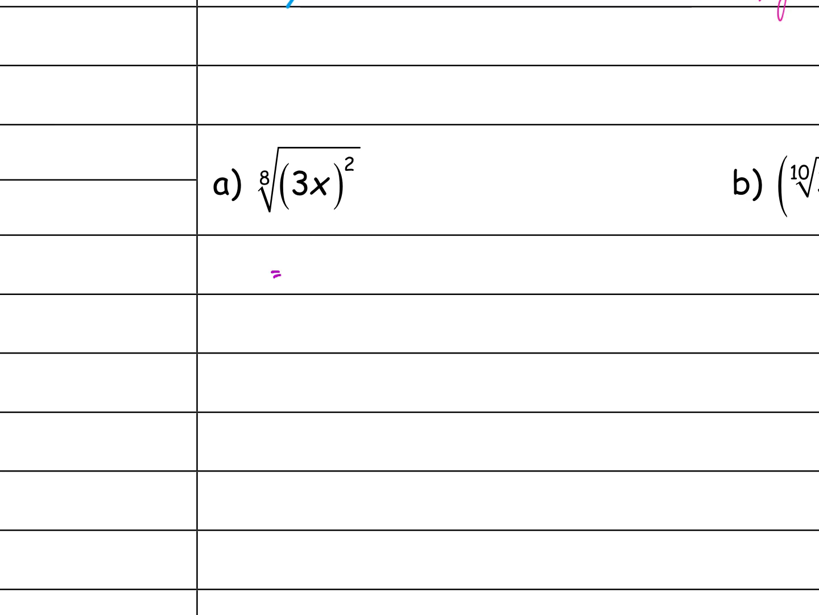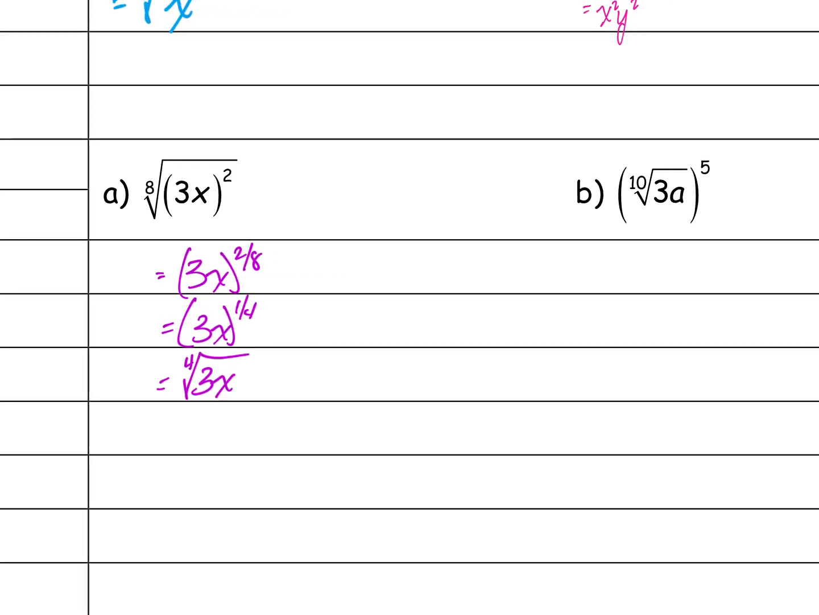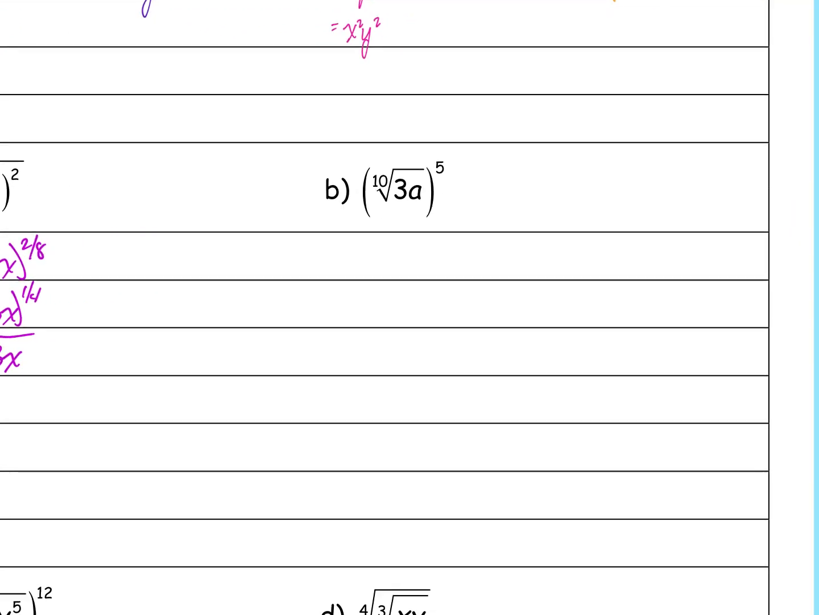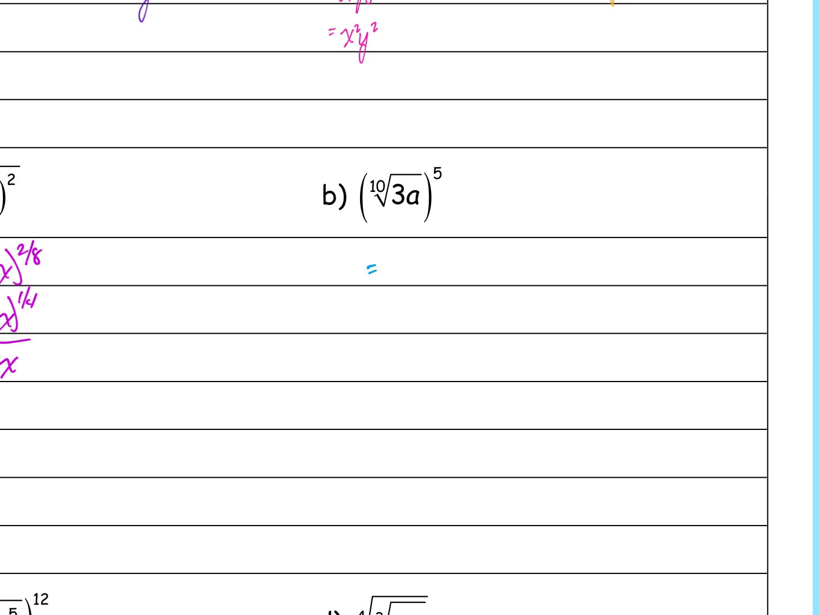Let's see. So this gives me 3x to the 2/8, which is 3x to the 1/4, or the 4th root of 3x. It's kind of hard to put those in here too. So I would just spell out 4th root and then put what's supposed to be underneath there. I know some of these are a little hard to put into the chat boxes once we get to the roots. B. Let's see. So we get 3a to the 5/10, or 3a to the 1/2. So square root of 3a.